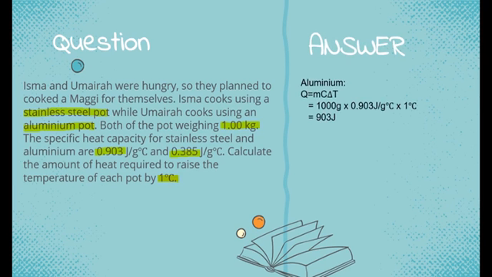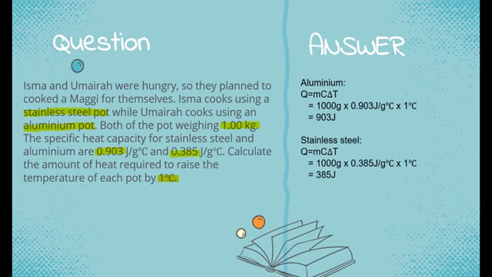First, we calculate the aluminium. We use the formula Q equals mc delta T, where m is mass, c is specific heat capacity, and delta T is change of temperature. The mass is 1 kg, so we convert it to gram. After that, we substitute the specific heat capacity of aluminium, that is 0.903, and substitute the change of temperature, that is 1 degree Celsius. And we get 903 joule.